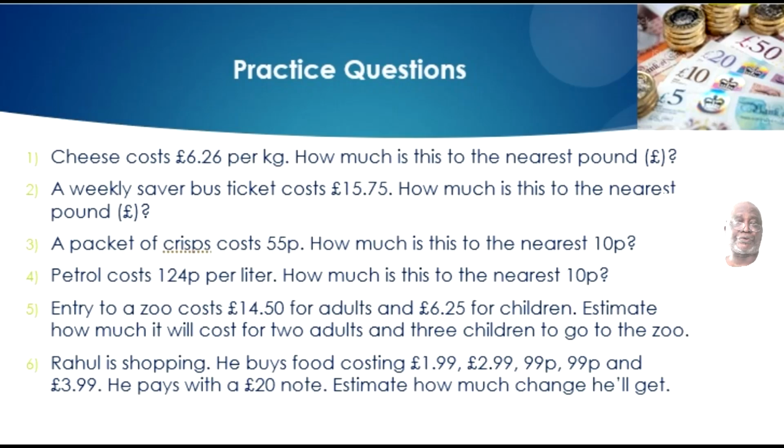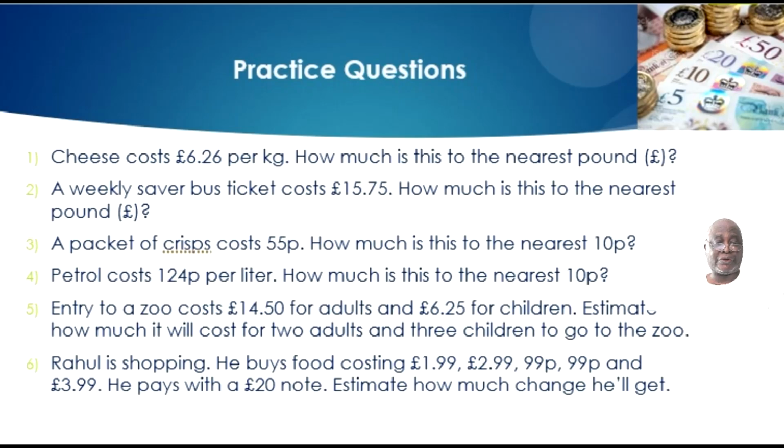Here are some practice questions. You've got 6 practice questions. Read them carefully. You'll find that as you progress, they get more and more challenging. Not challenging as in hard, but you have to think very carefully. And remember some of the rules you've learned. If the amount you need to round is 50p and above, you round up. If it's less than 50p, you round down. If you have a number of items to round, then do them individually first before you do your calculation, as in question 6.